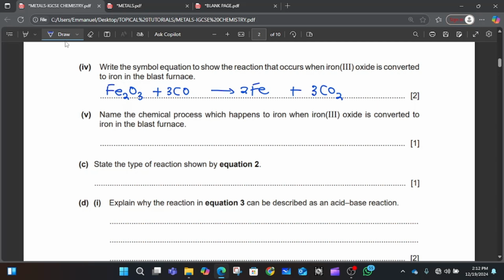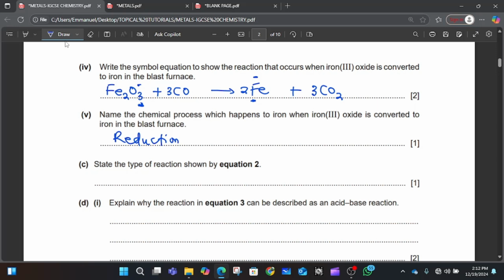V. Name the chemical process which happens to iron when iron(III) oxide is converted to iron in the blast furnace. So iron(III) oxide here is converted to iron, and that is actually reduction, because to get the iron, the iron(III) oxide had to lose oxygen. And so the process is reduction.